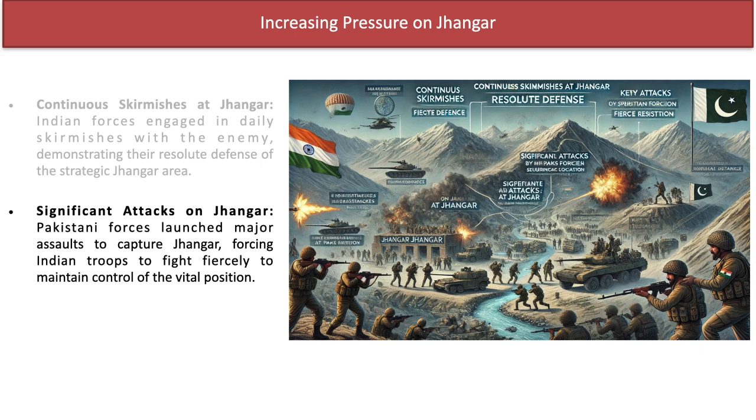Every assault by the Pakistani forces was met with fierce resistance. The Indian troops used everything at their disposal: artillery, small arms, and tactical maneuvers to repel the attackers. They dug in deep, leveraging the natural terrain of Jhangar to create formidable defensive lines. The battle for Jhangar was intense, with the Indian forces fighting with everything they had to maintain control.